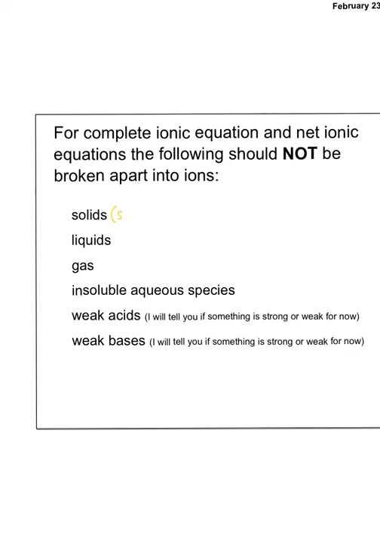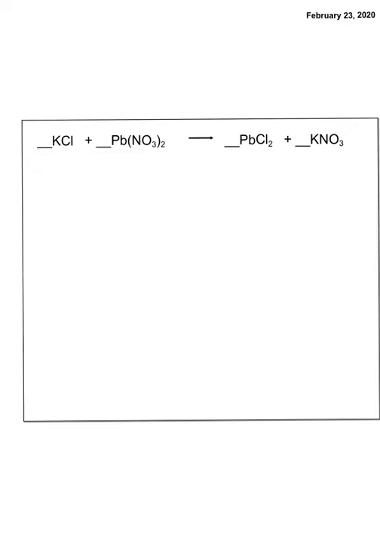So if you see any solids, liquids, or gases, we are not going to break those down into ions. We just leave them as is. If something says aqueous, but we know it's not soluble based off solubility rules, we will leave that. And then weak acids and weak bases. For now, I will tell you if something is a weak acid or a weak base. We will learn about those more in our acid-base unit.